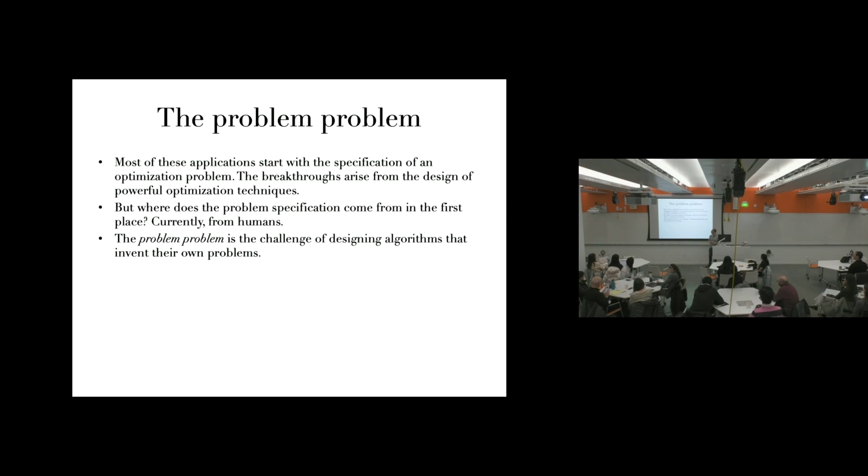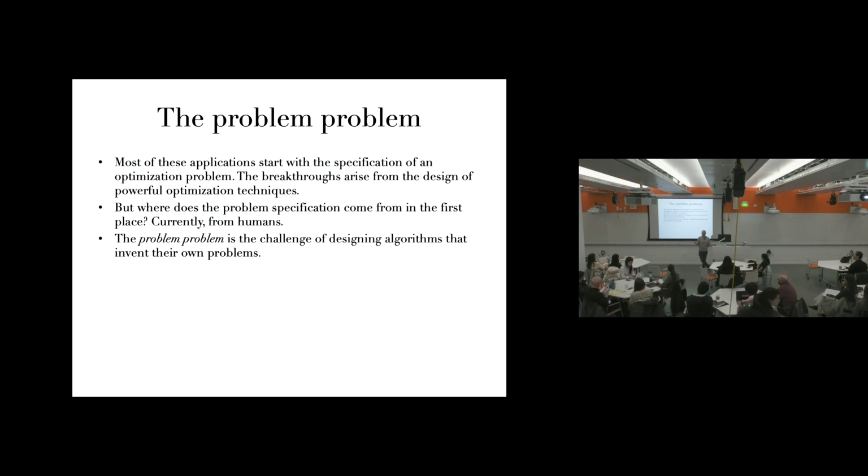Okay, but if you think about most of these applications, what is going on there? Well, essentially we have a well-defined optimization problem, and the thing that AI is bringing to the table is really good optimization tools, with function approximation and all of that kind of stuff. The breakthroughs arise from the design of powerful optimization techniques. I'm arguing, and maybe the other panelists will disabuse me of that notion.